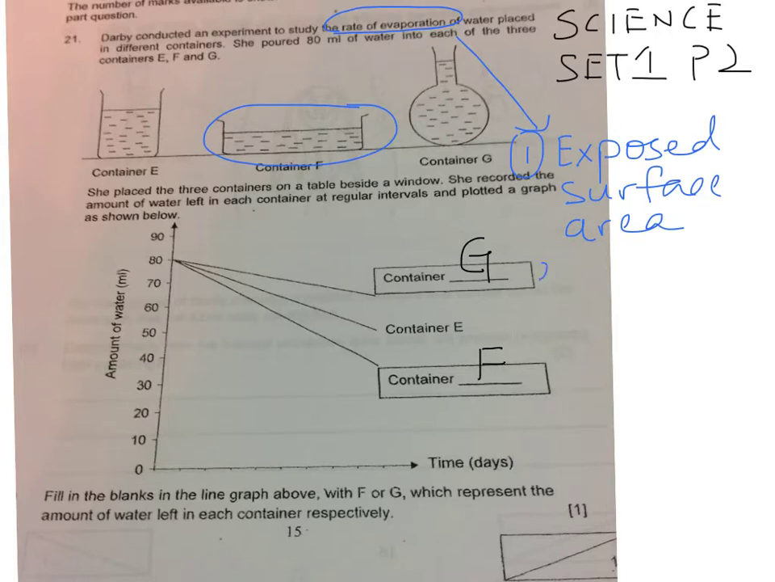Okay, the second major one is actually temperature. Okay, the higher the temperature, the faster it evaporates. The third is actually wind. Alright, the windier it is, the more wind it is, the faster evaporation takes place. So do remember these 3 key points that actually affect the rate of evaporation.